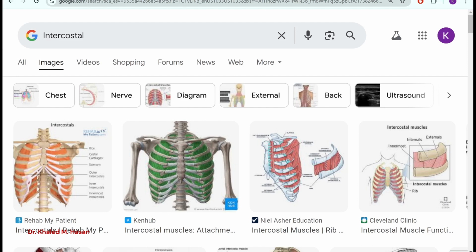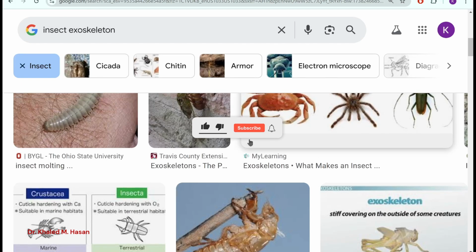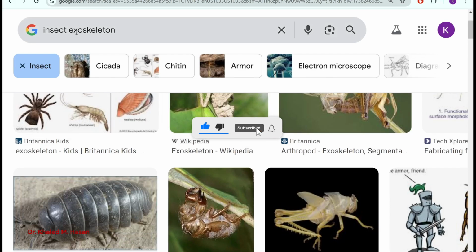In this slide, they present Google Images, and again, this is a credit for the Google image. As you can see here, we have the intercostal, and here we talk about the space between two ribs. So we have the ribs, and then we have the space between the ribs. We call this intercostal. Speaking about the exoskeleton, you can see here the skeleton outside the body of the creature.